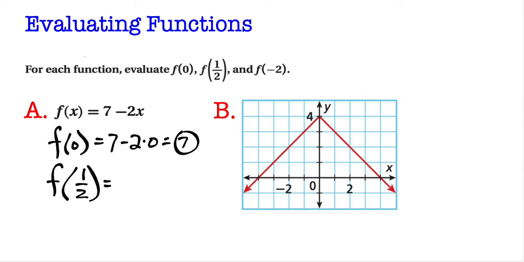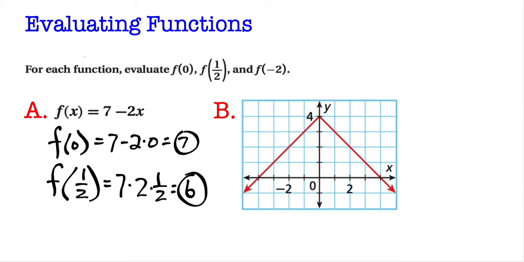F of 1/2. It's supposed to be hard, but it's not actually hard for this problem. Only for this problem. Okay, how do I plug in 1/2 into there? 7 minus 2 times 1/2. Okay, perfect. How come 2 times 1/2 isn't going to be hard? What's half of 2? 1. Excellent job. See? You're with it. 7 minus 1, 6.